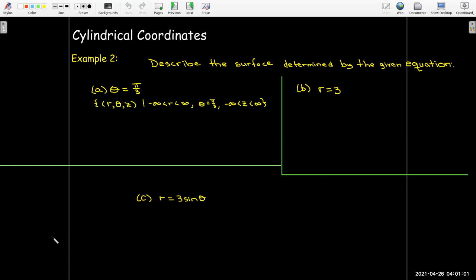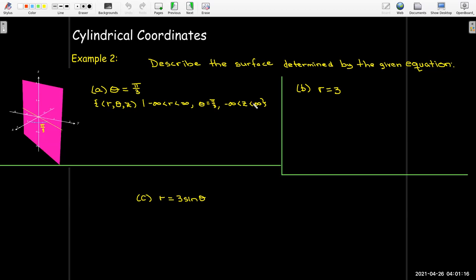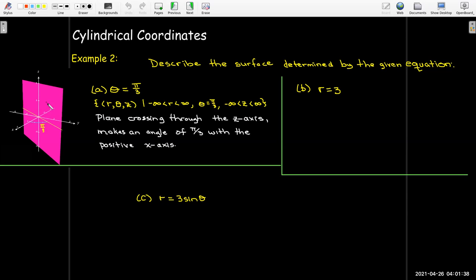Well, to clarify, theta is fixed at pi over 3, but r can vary from negative infinity to positive infinity, and z can vary from negative infinity to positive infinity. So what we're going to get then is a plane. Its angle with the positive x-axis has to be pi over 3, but it continues up and down in the z direction, and then forward and back in the r direction. And that will give us that plane. It's going to cross through the z-axis. It's going to make an angle of pi over 3 with the positive x-axis.